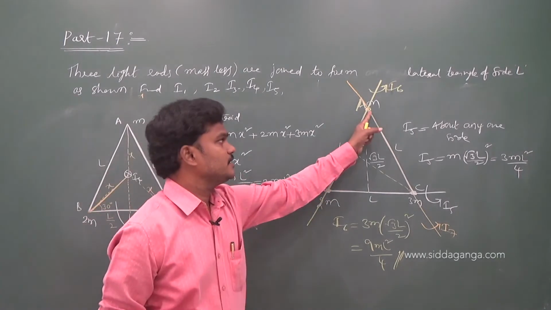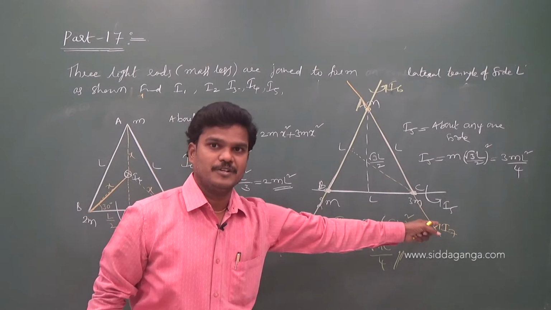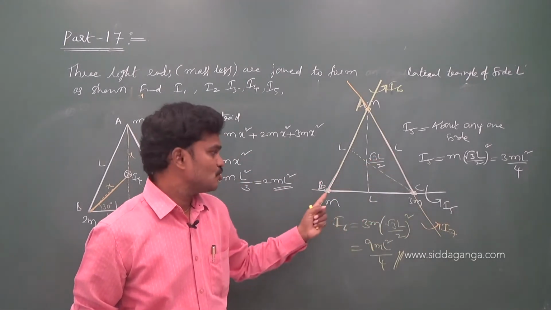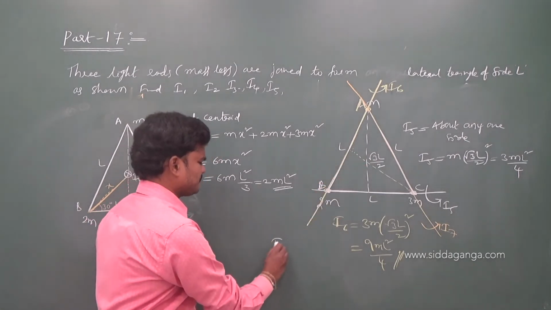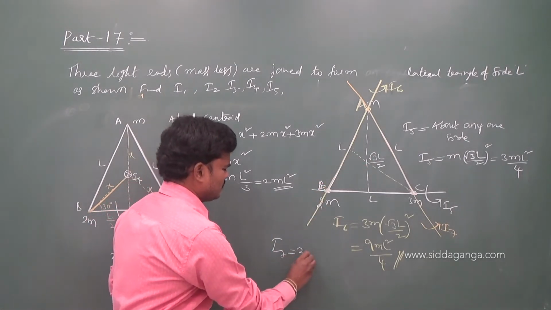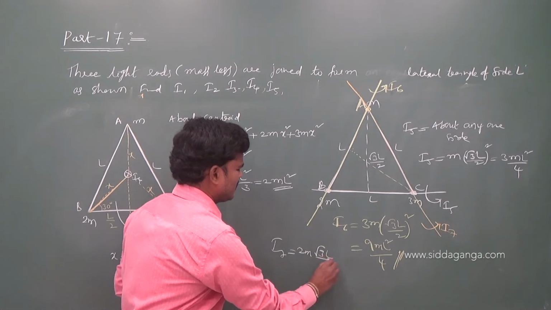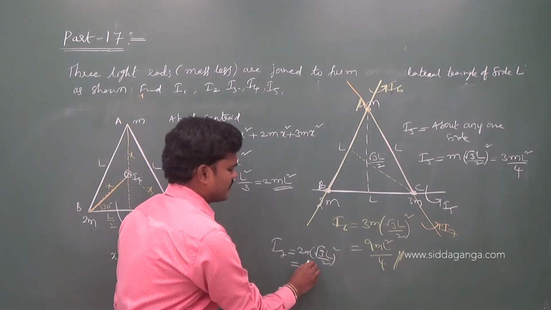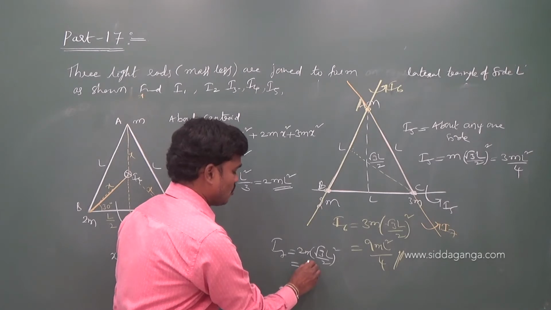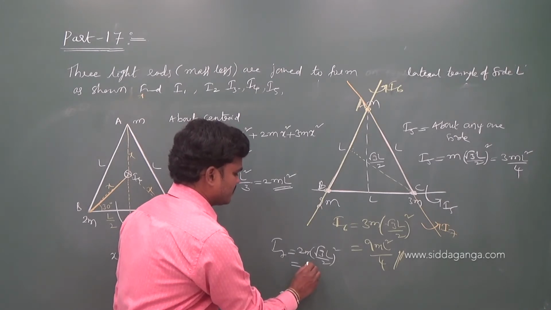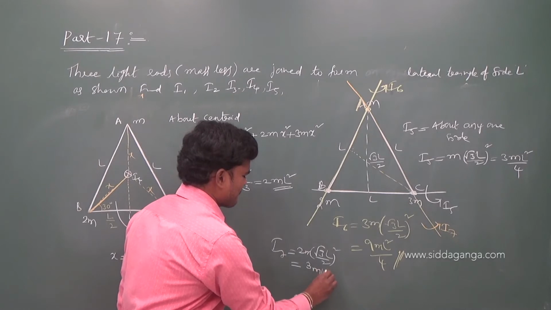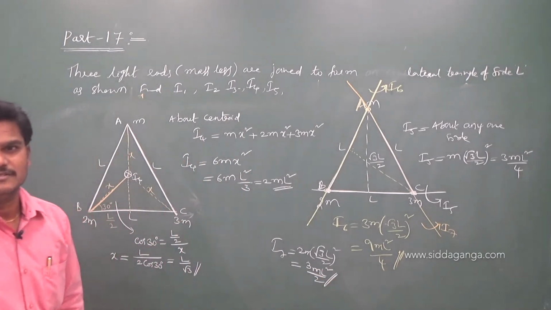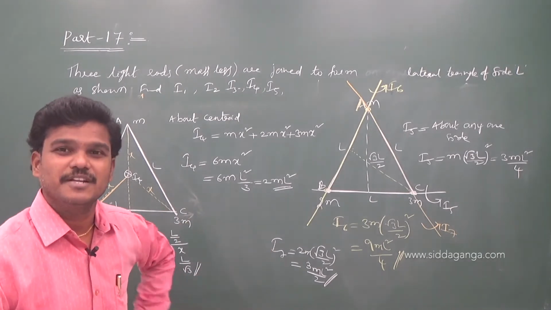I7, because of this there is no moment of inertia, because of this there is no moment of inertia, and this particle is at a distance of root 3 L by 2. So 2m into, what is I7? I7 is 2m into root 3 L by 2 square. So 6 ml square by 4 means 3 ml square by 2. Okay, this is a simple question. Triangle question is very simple.